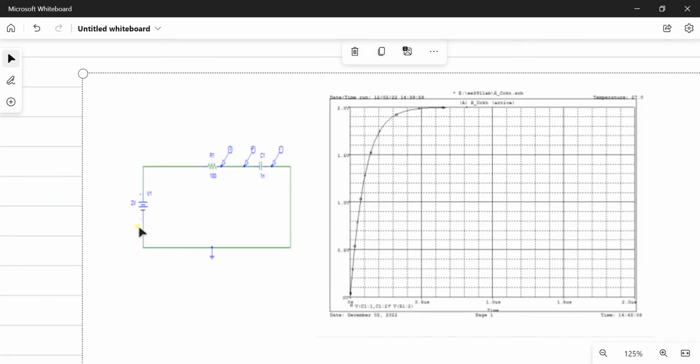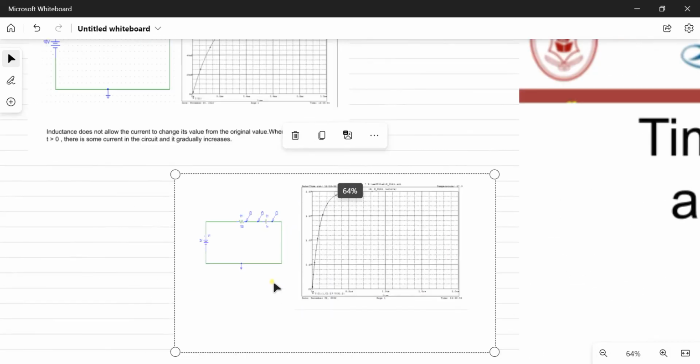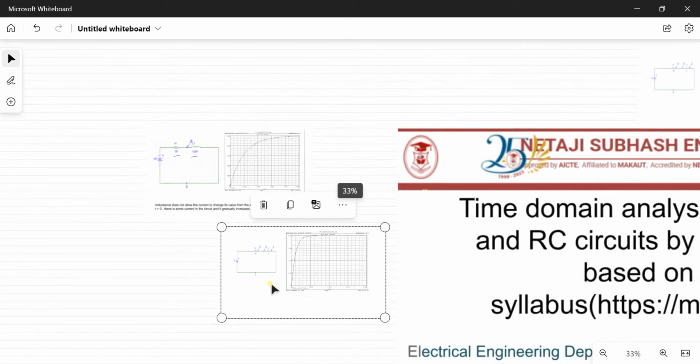Here, one resistance and capacitance are connected in series, and we are applying 2 volt DC. Here also we can see that the voltage across the capacitance is increasing gradually. Initially it is 0. So we will learn the theory behind it.